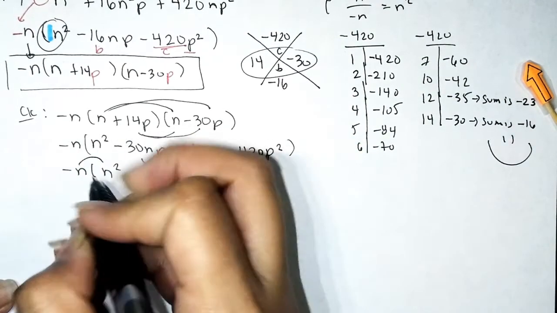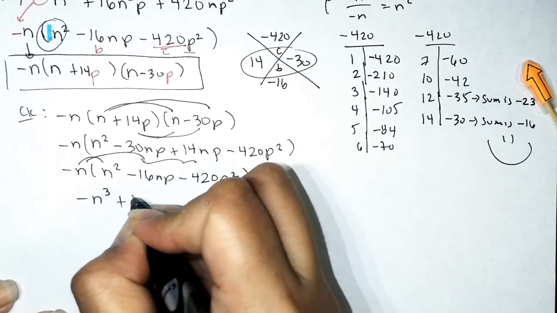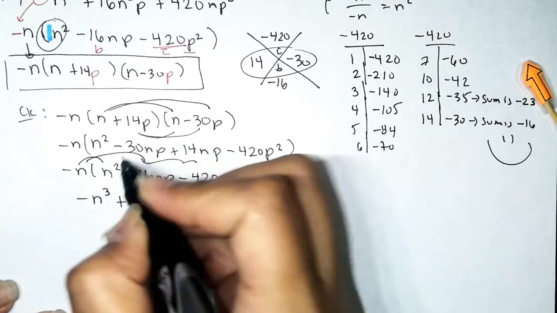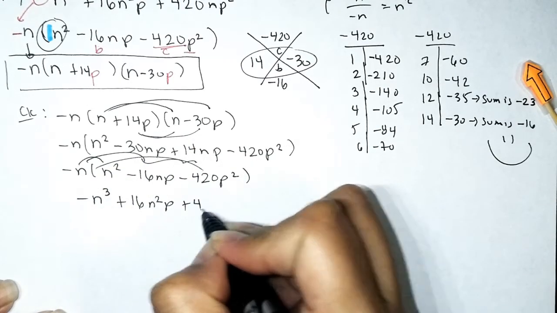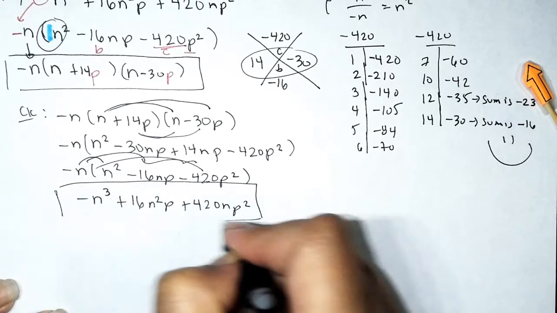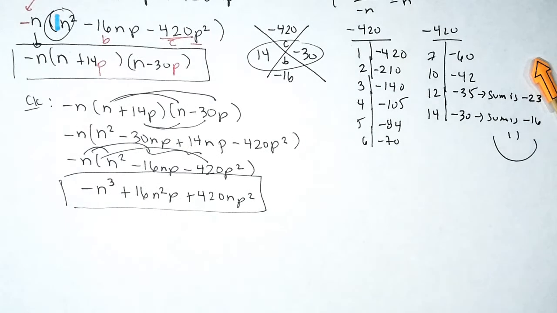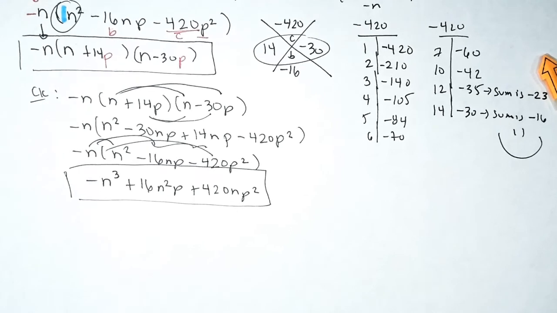Let's go ahead, distribute. When we distribute, that will give us negative n cubed plus 16n squared p plus 420np squared. Now this was like a long process, so if it doesn't check out, I'm gonna start crying. Okay, so remember, there's no partial credit on our assessment, so please check your answers whether you do it on paper or elsewhere. Okay, problem G.